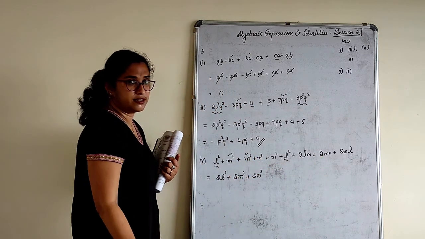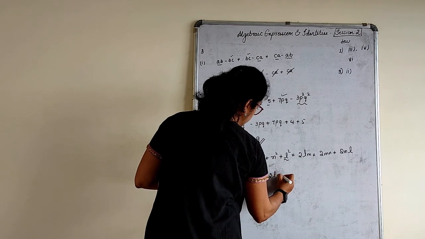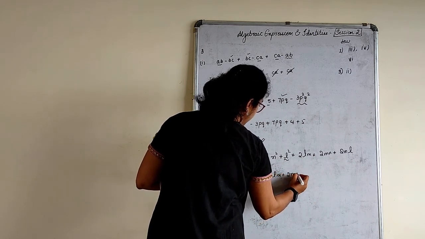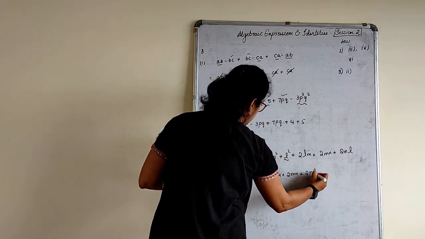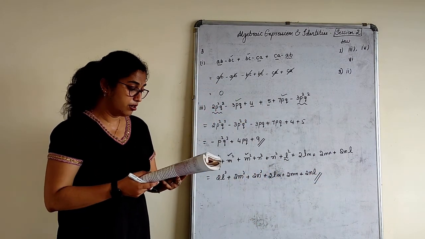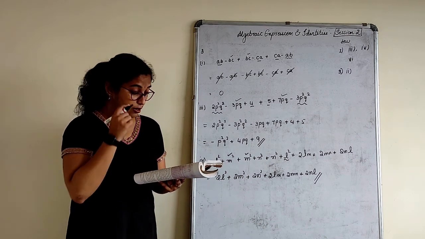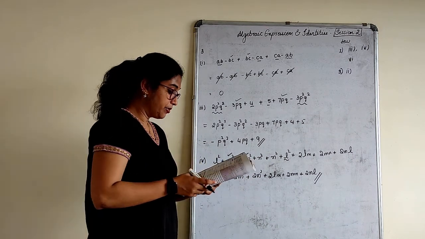What will you do with this? Write as it is. Nothing changes. 2lm plus 2mn plus 2nl. That's the answer, since we have unlike terms here, we cannot add or subtract. We'll keep it as it is.